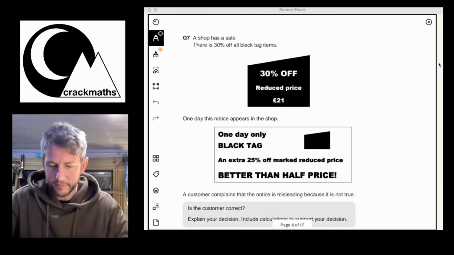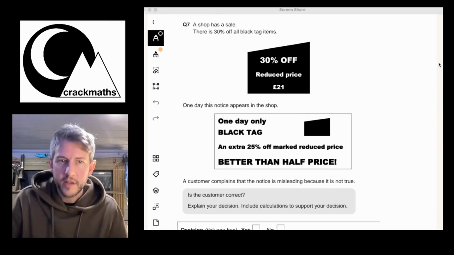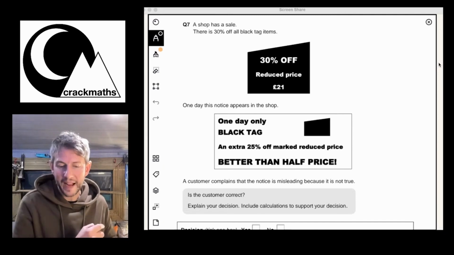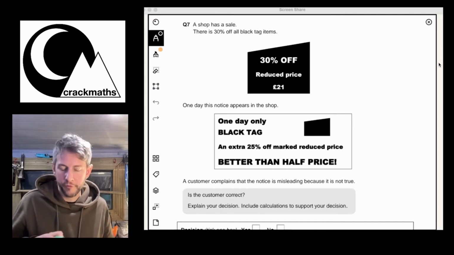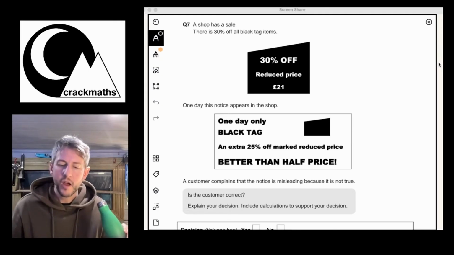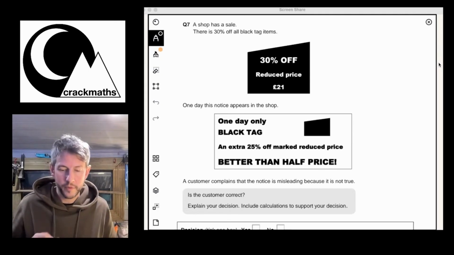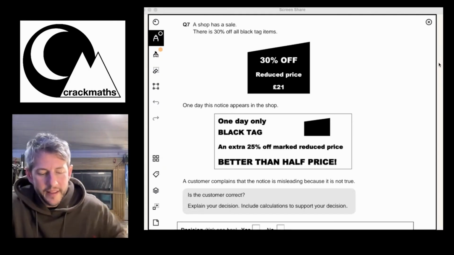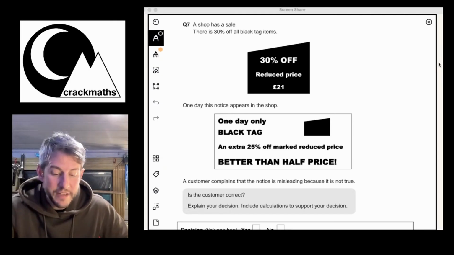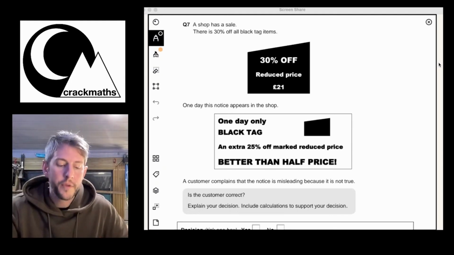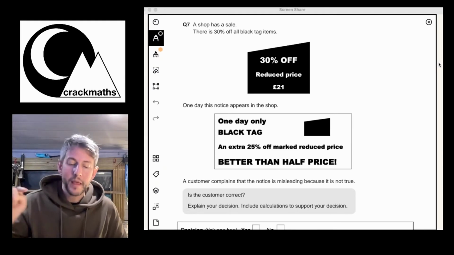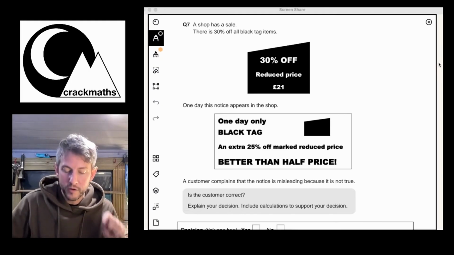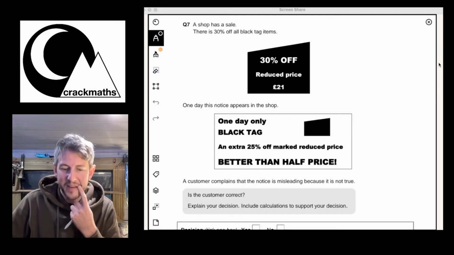Okay, question 7. Let's have a look at this one. So it says here, a shop has a sale. There is a 30% off all black tag items. 30% off. Reduced price is £21. One day this notice appears in a shop. And it says, one day only, black tag, an extra 25% off the marked reduced price. Better than half price. A customer explains that this is misleading because it's not true. Explain your decision.